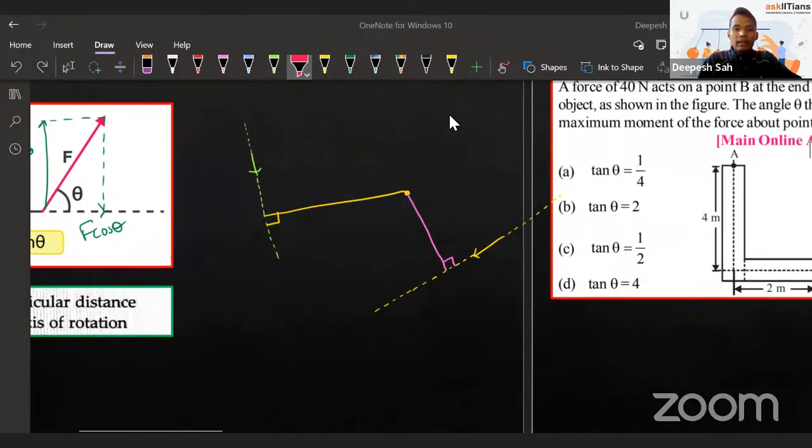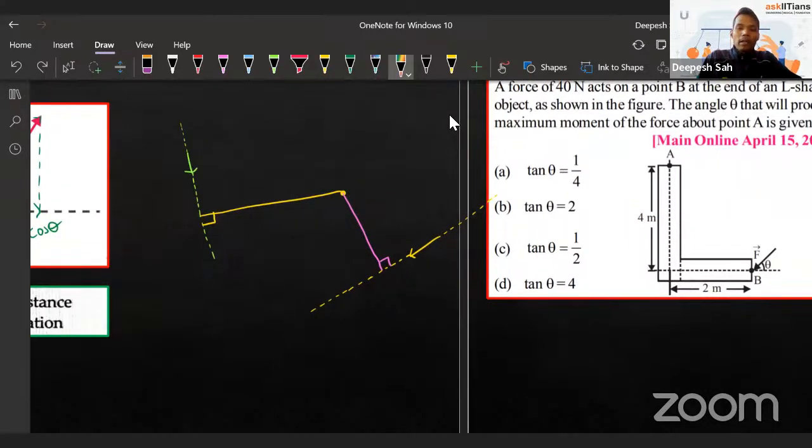So you can imagine like this: if this is the point or the axis of rotation, and this is the force, just extend it in both directions. Extend it behind, extend it further, and you will find a perpendicular distance. Take a perpendicular, and take a distance like this, and this will be the perpendicular distance. That's it. So simply extend the force in both the directions. You will understand where the perpendicular distance is.